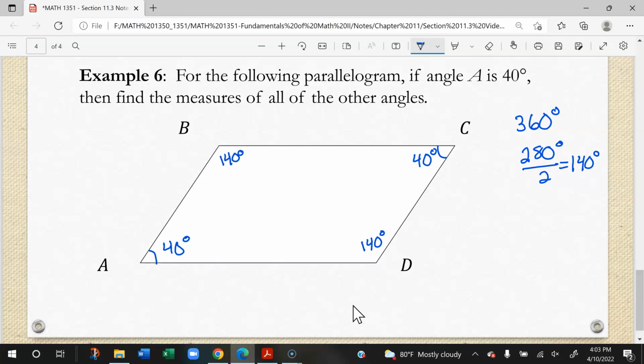The other way I could look at it is these two, since they would be like interior angles, they would be supplementary. And so these two would have to add up to 180. So I could just do 180 minus the 40 and get those angles. Either way, you can calculate those.